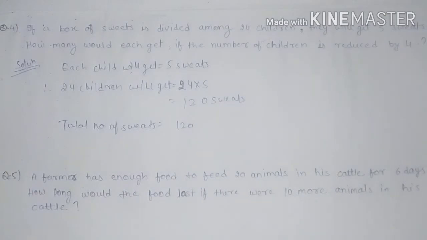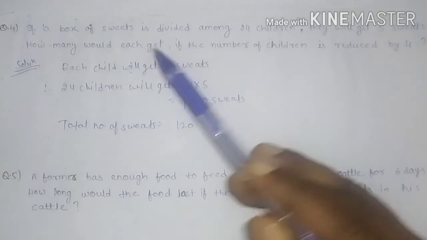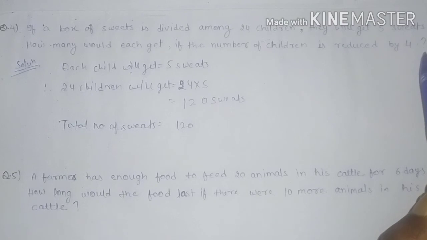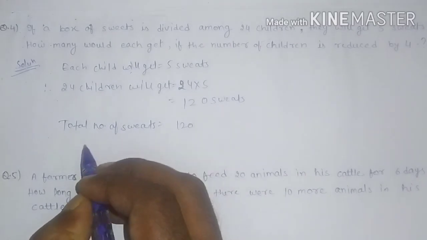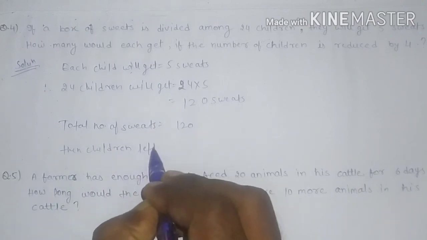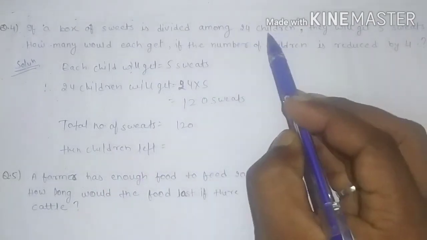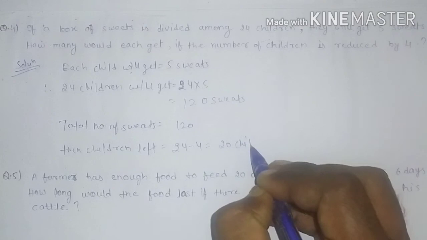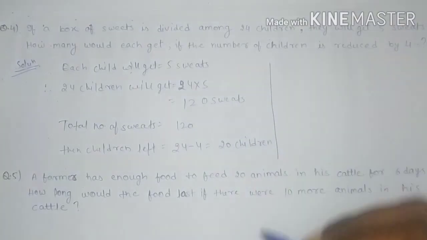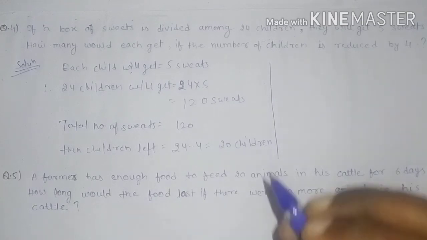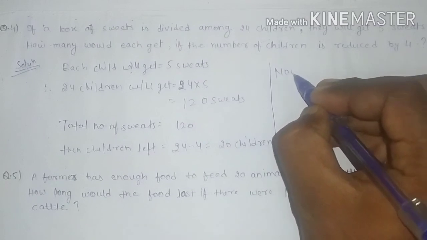Now according to the question, if the number of children is reduced by 4, so the number of children is here 24, then the children left, total number of children is 24 and 4 is reduced, so it will be 24 minus 4, that is 20 children. Okay, now each child will get how many sweets? This is the question.